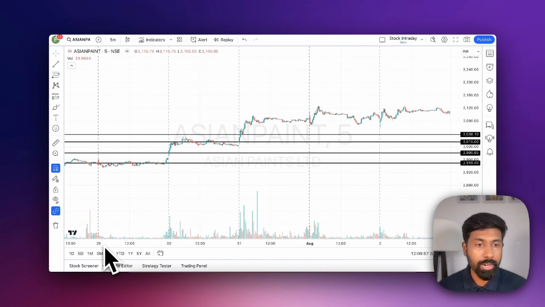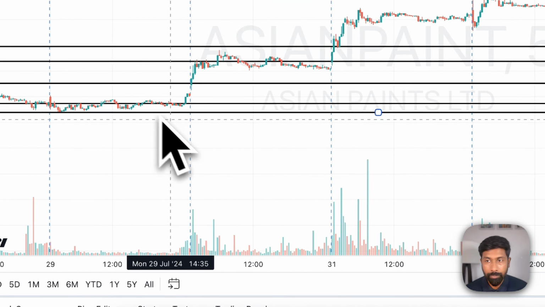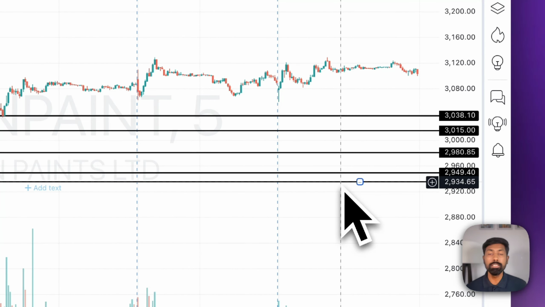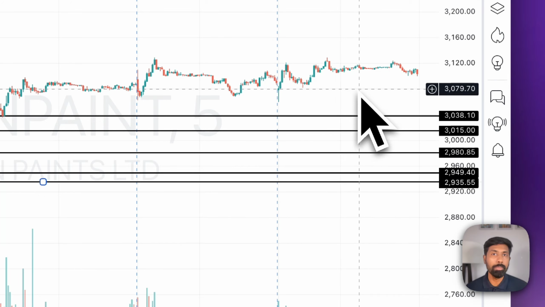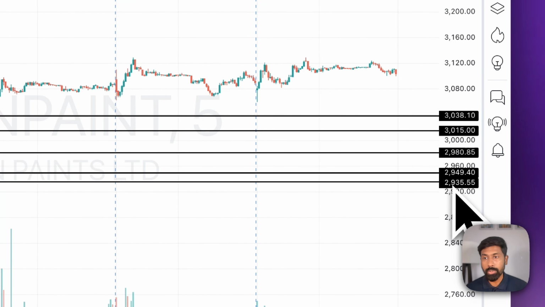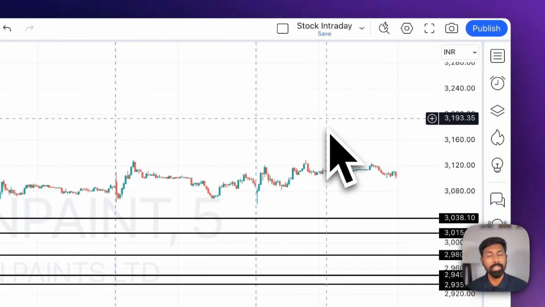They have started buying on 29 July. You can set the low of the day also. The low of that particular day was 2,935. This will be our stop loss. If you are taking a short or medium term trade, your stop loss would be at 2,935 or below. And you can take a bullish trade in Asian Paints.